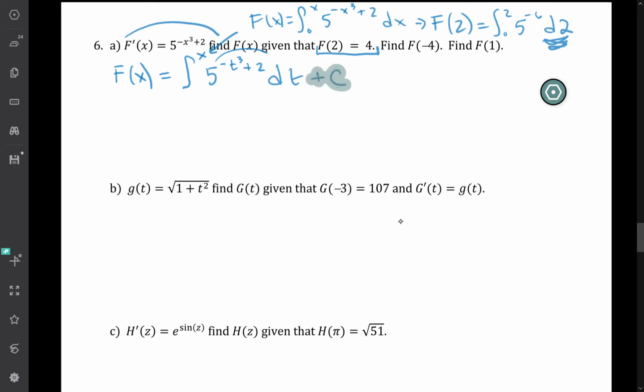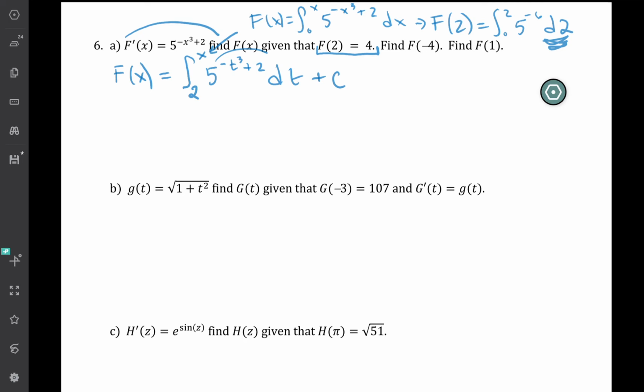another way to mess with the vertical shift on an antiderivative that's built this way is to adjust this. So now it makes it really easy to figure out what f of 2 is. So that's kind of the goal.